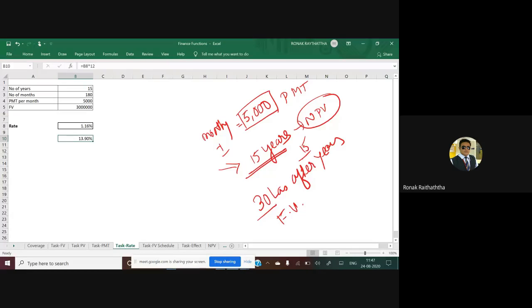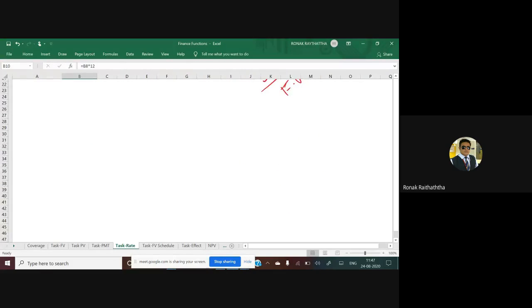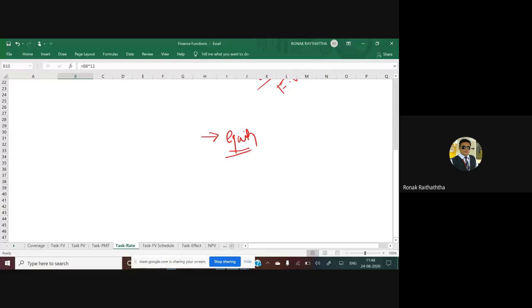Because if his expected return is coming too high, then you will straight away tell him to invest in equity. Because if 20 to 25% is the expectation, then no other investment than equity can satisfy this requirement.